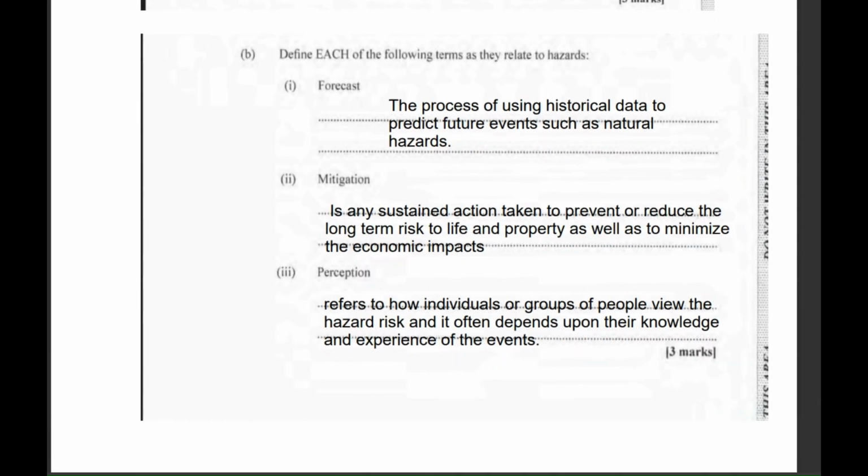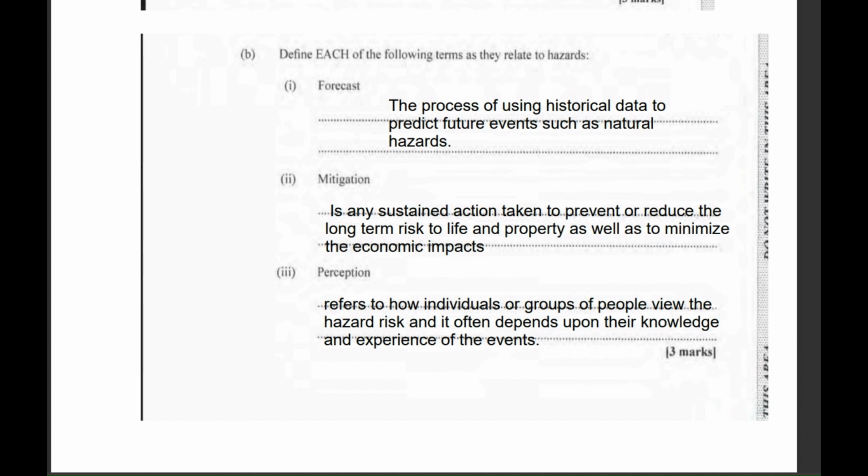Part B asks that we define each of the following terms as they relate to hazard. First one is forecast. Forecast is the process of using historical data to predict future events such as natural hazards.